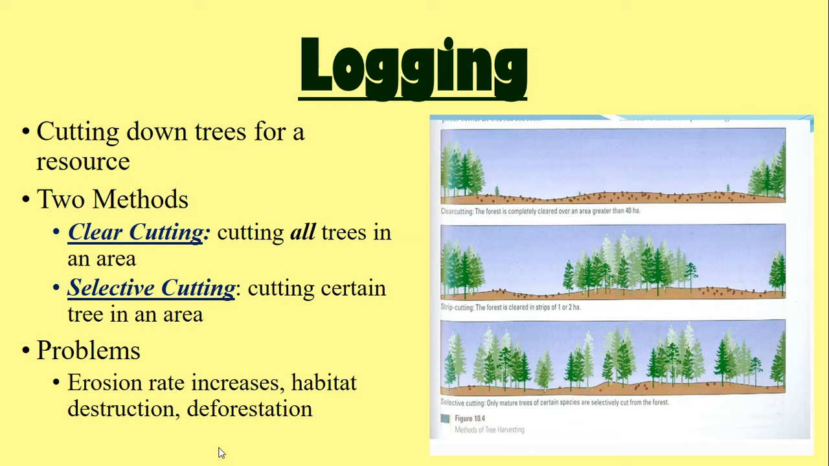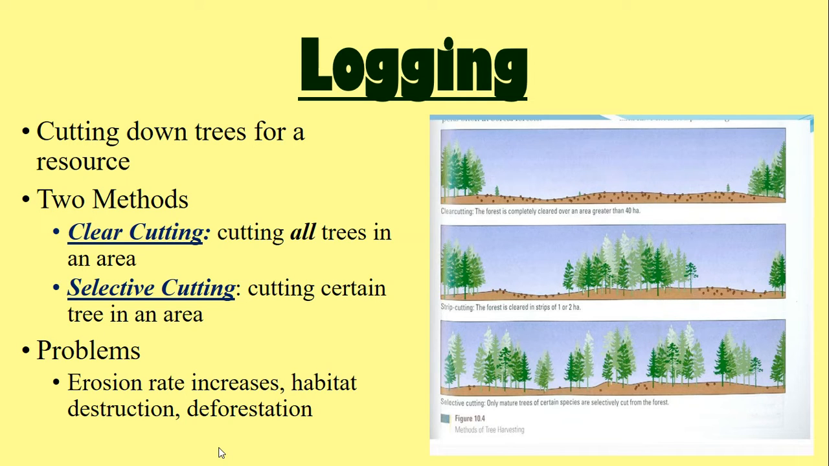So clear cutting is when you just cut all the trees down in an area. Selective cutting means you only cut certain trees in certain areas, allowing them to grow around. And selective cutting is probably one of the better versions of it because it does hold the soil more intact. The problem with logging is that you are going to increase erosion rate because the tree roots aren't there anymore to keep the soil intact. On top of it, the trees aren't there to block the wind for erosion.